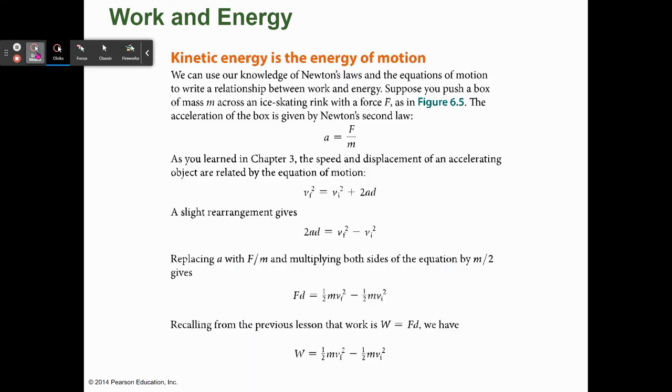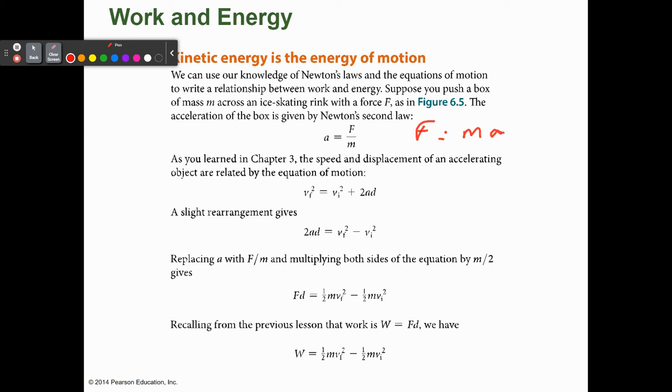So what we're going to do is just go through this. We call it a derivation, where we take an equation or several equations and begin to combine those equations together to come up with another equation. All right, so we know Newton's second law here. This is F equals ma, and we just rearranged that to solve for a.